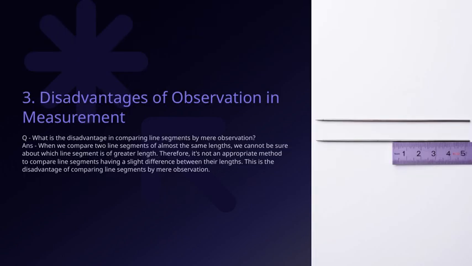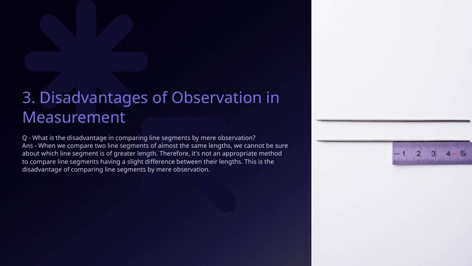Let's talk about one of the disadvantages of using observation in measurement. When we compare two line segments just by looking at them, especially if their lengths are very close, it becomes quite tricky to determine which one is actually longer. Our eyes can be deceiving, and small differences can go unnoticed or be misjudged. So, relying solely on observation isn't a reliable method when the lengths are nearly the same.